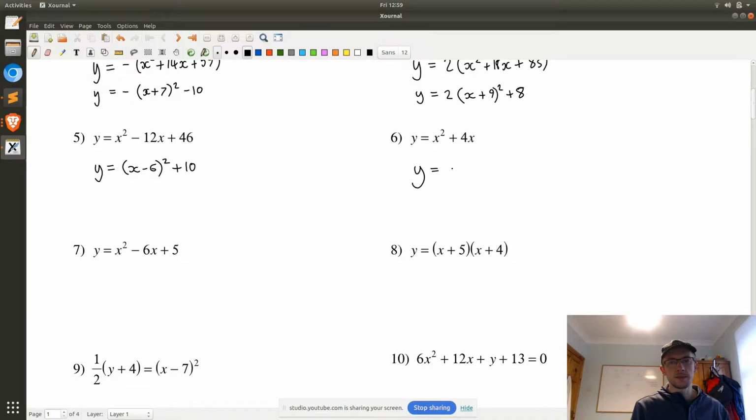Complete the square. That'll be x add 2 all squared, but you square that and you get x squared add 4x add 4, but you need 0. So take off 4.